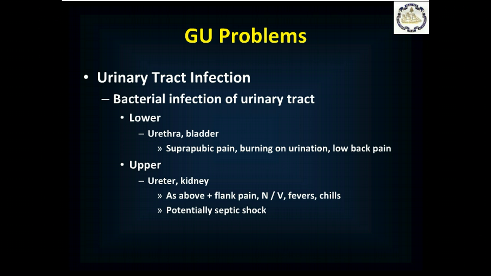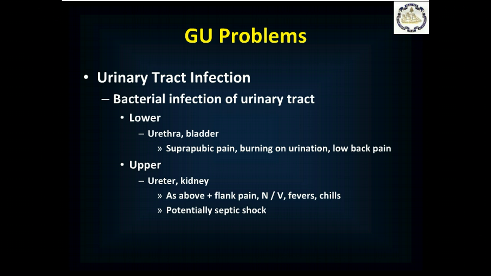So in a lower tract infection, you've got pain just above the bottom of the pelvis there, where you can feel the bony pelvis. You go right above that, pain in there, often tenderness. It burns when you pee. You may feel like you have to pee a lot, and when you do, only small amounts come out, and low back pain. Upper tract infections are as above, but also pain higher.